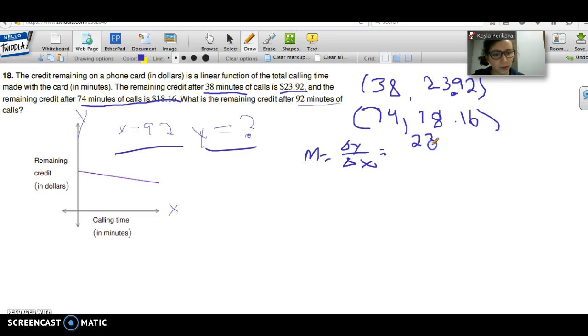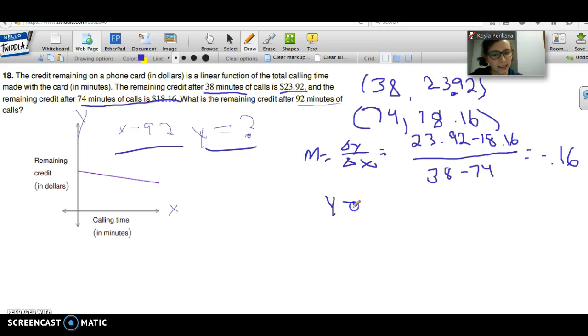So that gives us 23.92 minus 18.16 over 38 minus 74. And this is equal to, if you plug that into a calculator, negative 0.16. So negative 0.16 is our slope. So you know slope-intercept form is y equals mx plus b, and negative 0.16 is our slope, so that's m. So negative 0.16 goes right here, okay?